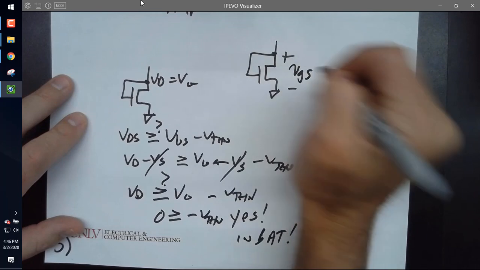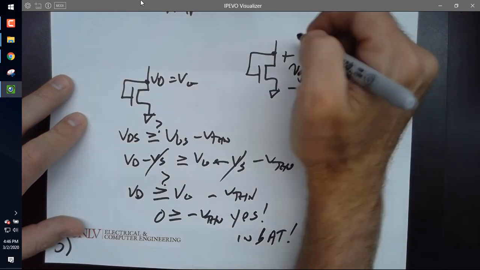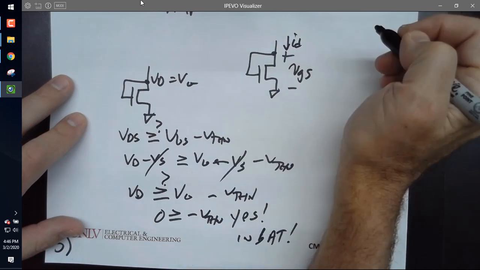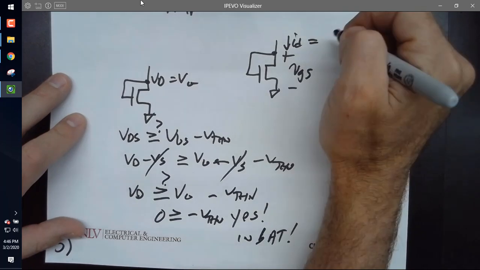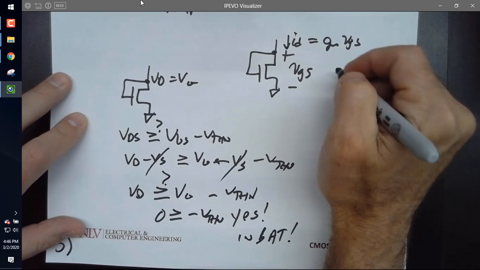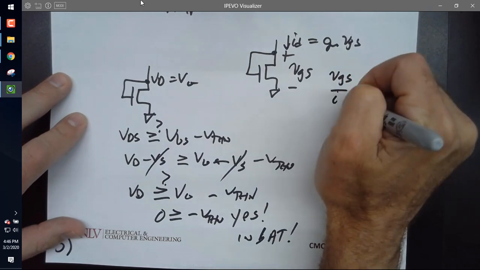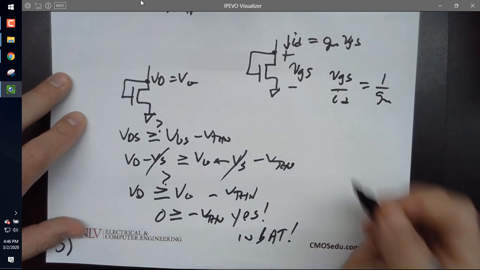VGS, right? And if I ask what is ID, ID is GM-VGS. So VGS over ID is equal to 1 over GM.